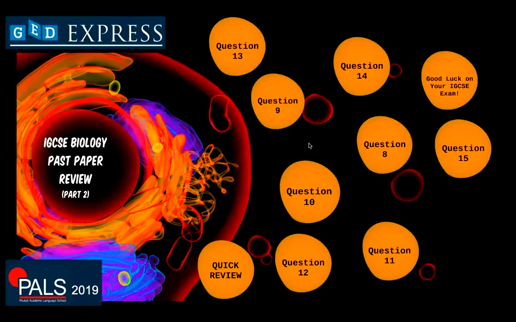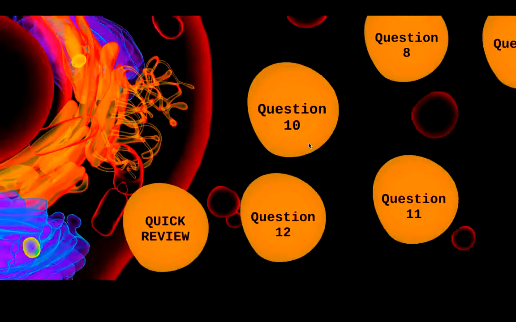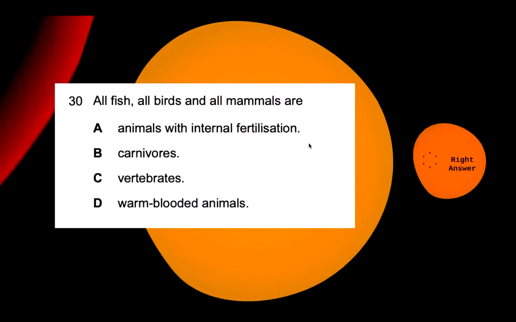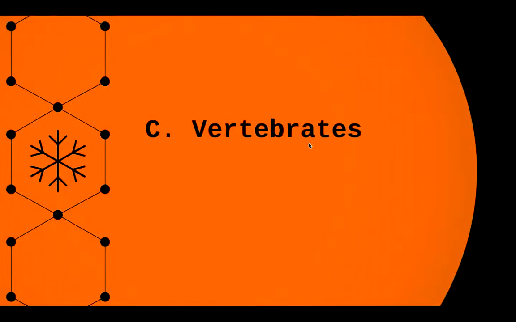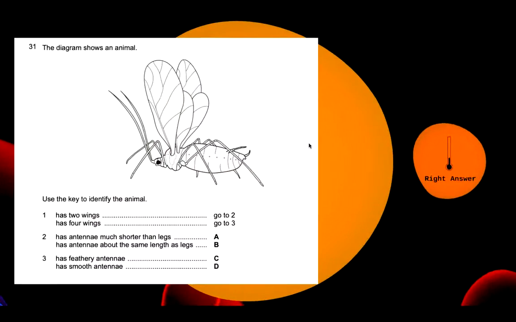Next is question number 12. All fish, all birds, and all mammals are blank. A. Animals with internal fertilization. B. Carnivores. C. Vertebrates. D. Warm-blooded animals. That's easy. The answer would be vertebrates. They are all animals with backbones. Next would be question 13.